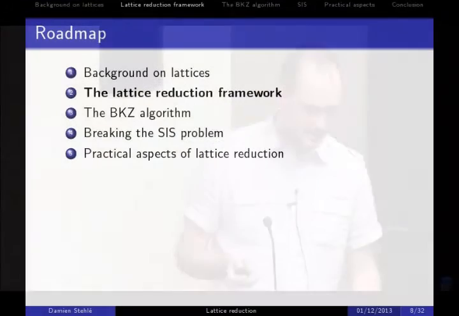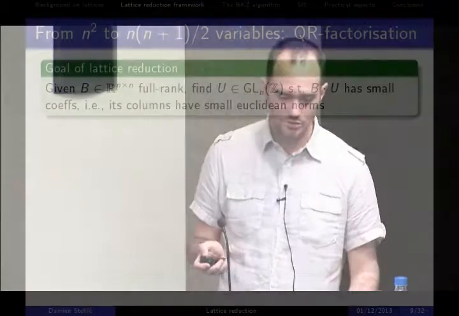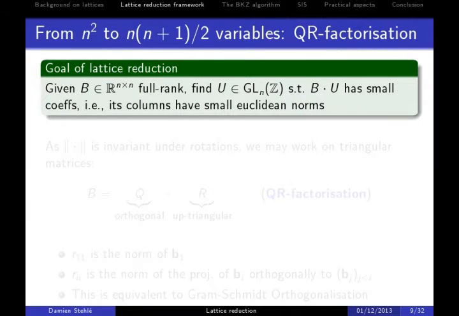Okay, so let's see how we get these results. We'll go progressively and try to give the intuition of why we do things like we do for lattice reduction. First, I'm going to simplify the problem a little bit and decrease the number of variables. If you look at the goal, we have B, which is full rank, and we want to find a unimodular matrix U such that BU has small coefficients. So it's a problem with n squared inputs. There are n squared coefficients in B.